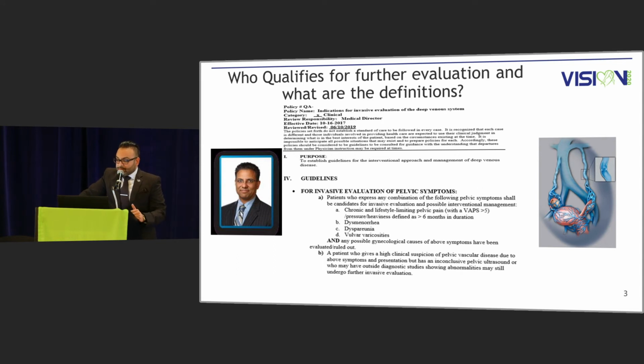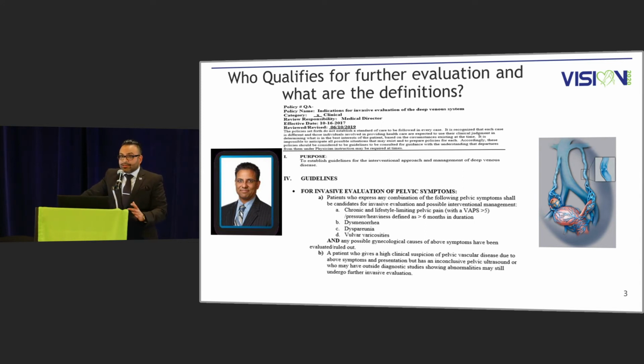What are the pelvic symptoms defined as? Heaviness, achiness, cramping. What other pelvic symptoms are associated with that? Dyspareunia, right? Pain during sexual intercourse. Why? Increased blood flow to the area. Pain during menses. Why? Estrogen levels go up, smooth muscle relaxation occurs, more blood pools in the venous system.